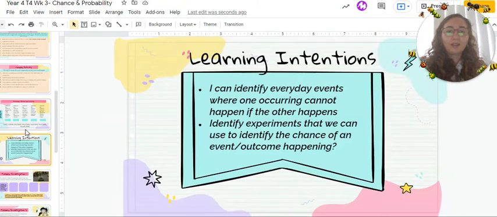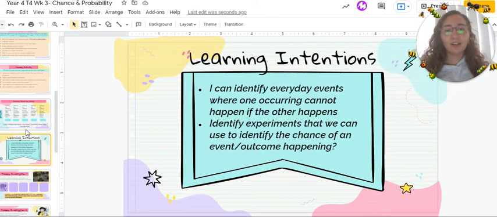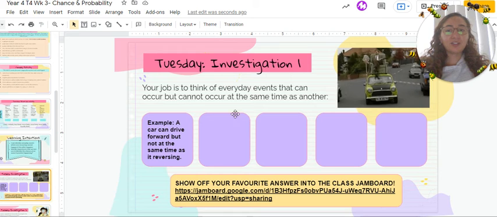That's your warm-up. Now this time, our learning intention, you're going to identify events where one is occurring and the other one can't happen if the other one is. So, sounds confusing, but you'll understand when I show you the example. And then you're going to identify some experiments that we can use to identify the chance of something happening. Again, sounds fancy schmancy until you see what I'm talking about. So here we go. Your investigation 1.